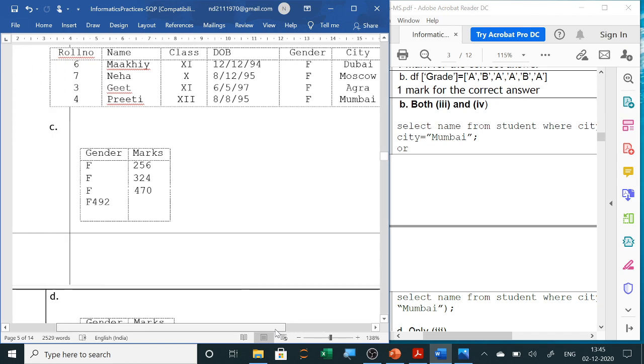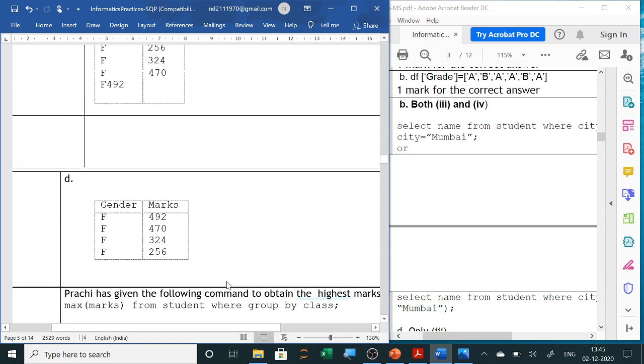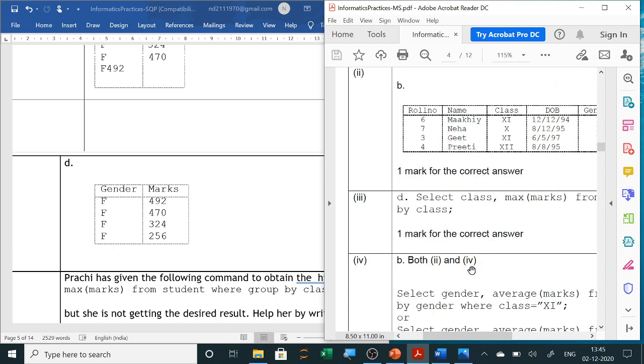Now let us see what all things you have to show. If it is star, that means all. So here B option will be correct. In B option, all the values. Let us check our answer here. Yes, B option is correct. Clear? Since it is written here select star, so all the columns you have to display.